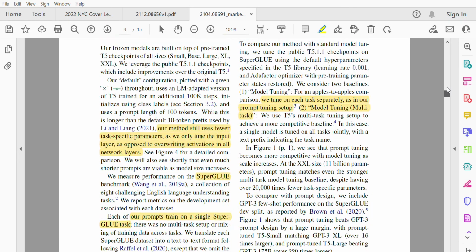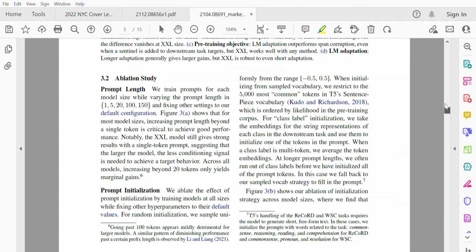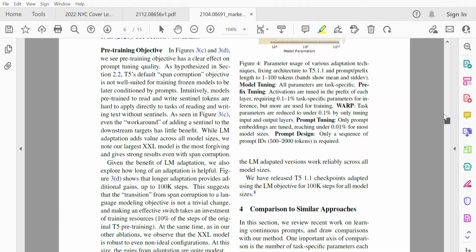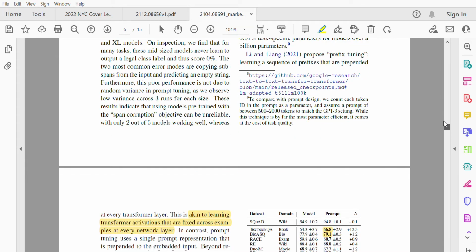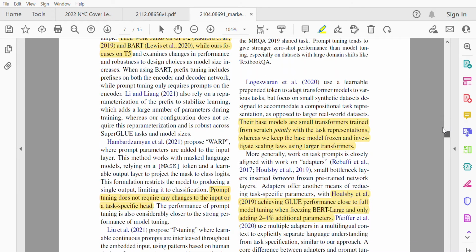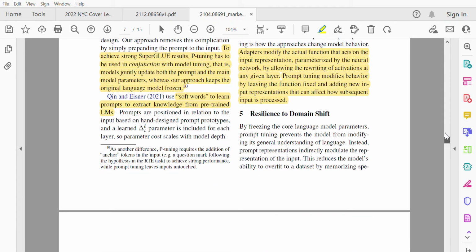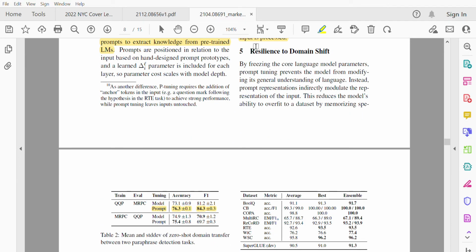Let's get back into some of the stuff after the ablation. So yeah, the comparison to similar approaches, it's a really great overview. I highly recommend reading this if you want to learn more about prompting. Resilience to domain shift is sort of the next section here.